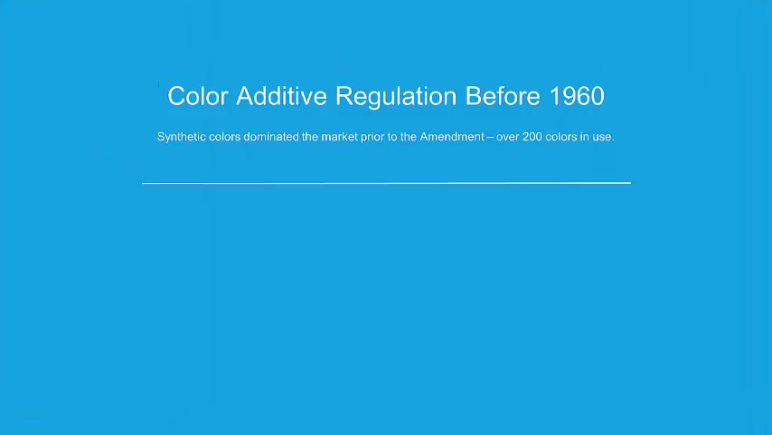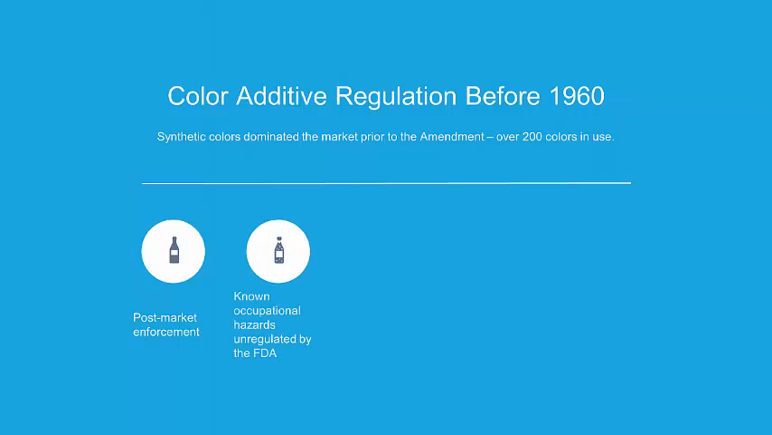Color additive regulations, same thing, very similar issue. The estimates at the time that the 1960 amendment came into place is that there were over 200 colors in use, and it's really dramatic to look at the legislative history, including some court cases, where the number of additives after the amendment were provisionally listed, meaning since they were already approved, we're going to keep them listed as color additives, but we're going to reevaluate their safety.